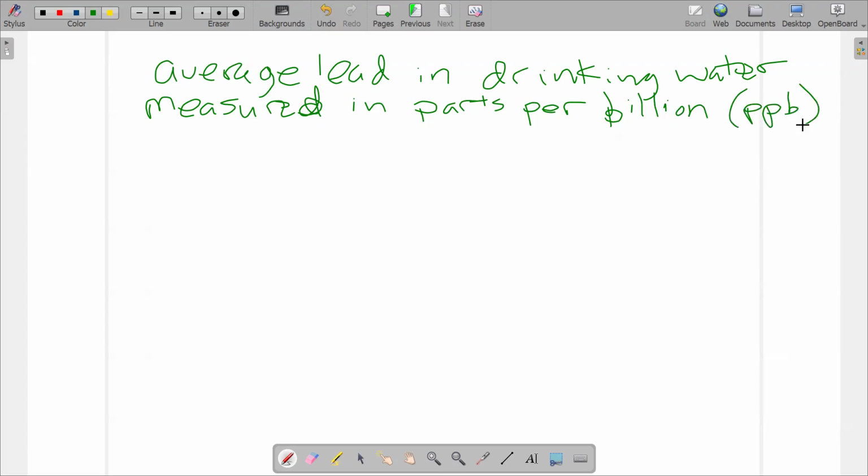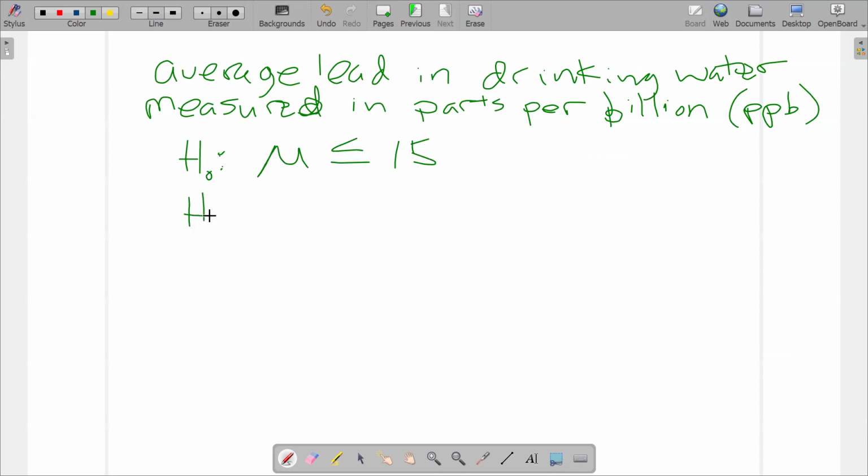PPB. And then our null hypothesis, H0, colon, is mu, because I'm talking about a mean, and the null always has to talk about the population, not the sample. It can't be more than, so that translates as less than or equal to, and they give 15 as the value. So that should be the null hypothesis.